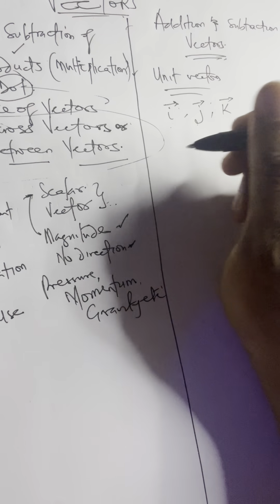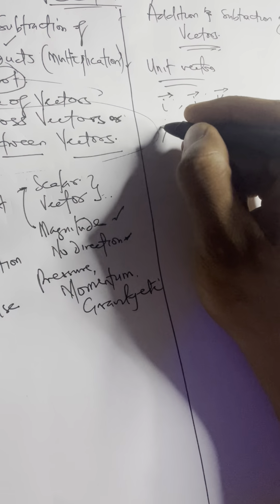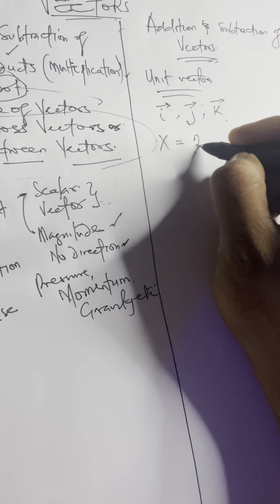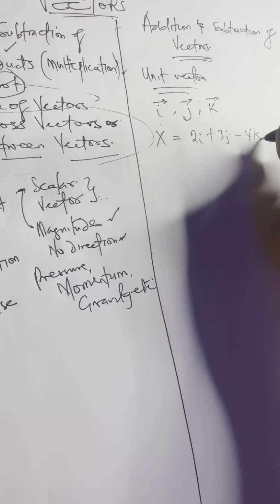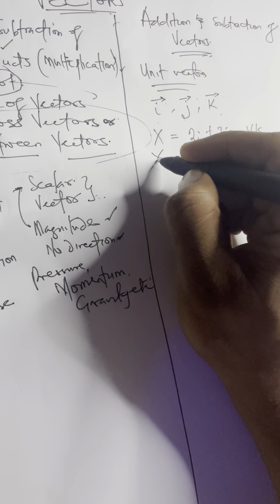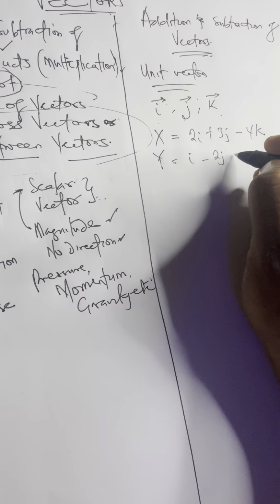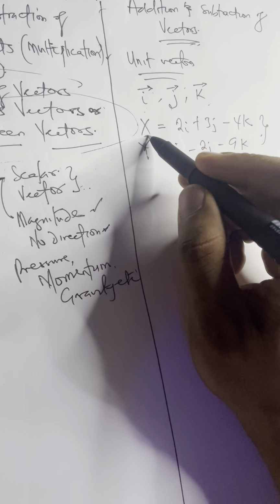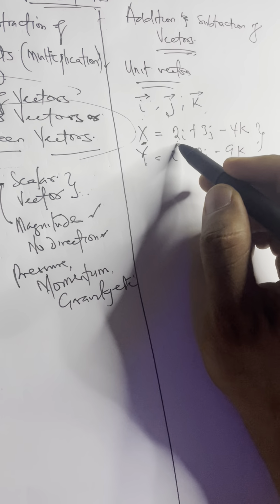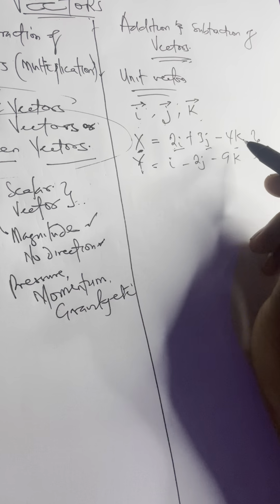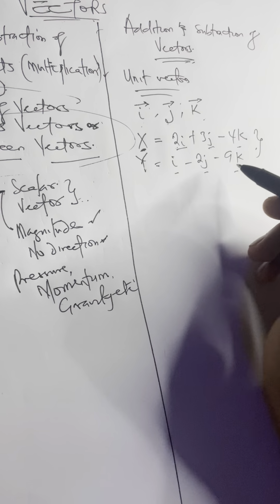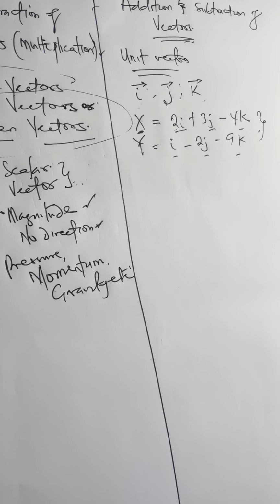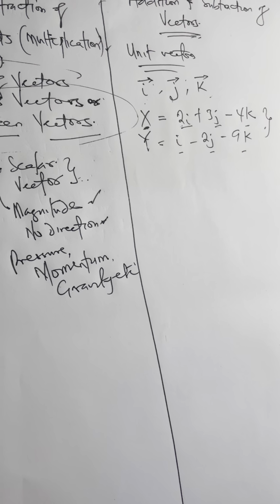You can have a vector set as, for instance, x. Most times variables are used to represent vector sets. You can have x to be, let's say, 2i plus 3j minus 4k. Then you can have another vector set y, let's say i minus 2j minus 9k. These are vector sets. Vector x has i, j, k. Vector y also has i, j, and k. It's very important for you to understand that these vectors must have their unit vectors in them.